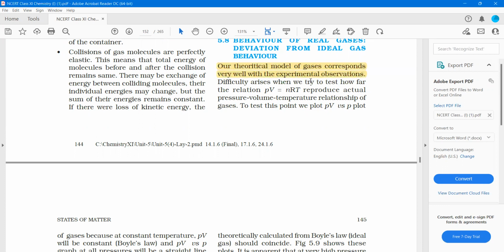Now the difficulty arises when we try to test how far the relation PV equals nRT reproduces the actual pressure, volume, temperature relationship of the gases. So in actual, there has to be some deviation from this when we talk in the real sense, because this equation was formed on the basis of ideal gases. So when you try to make this work for the actual pressure, volume, temperature relationship, there has to be some deviation.